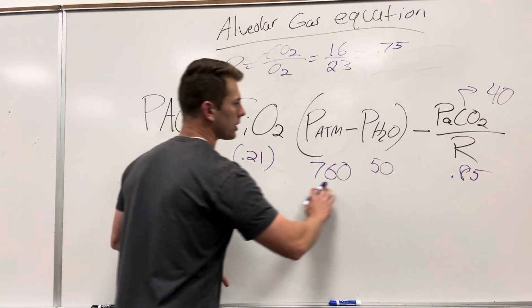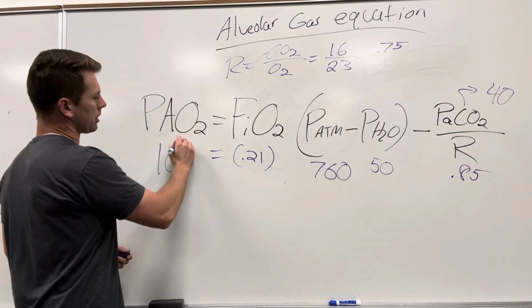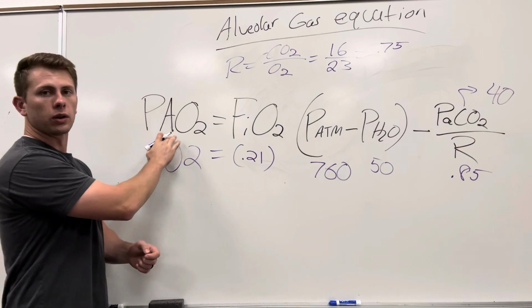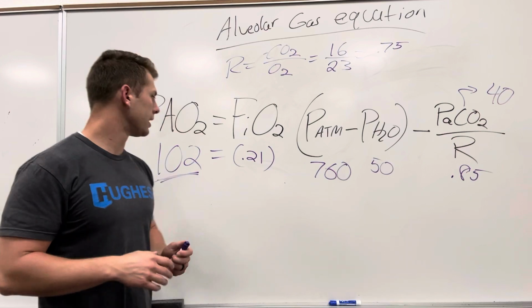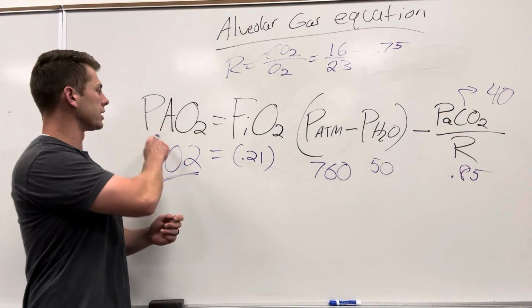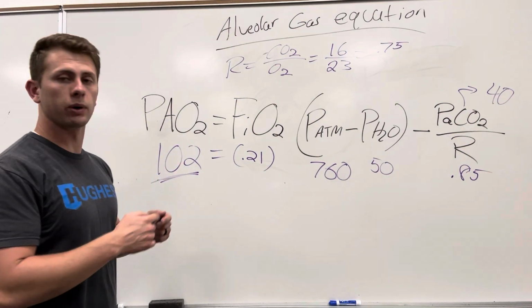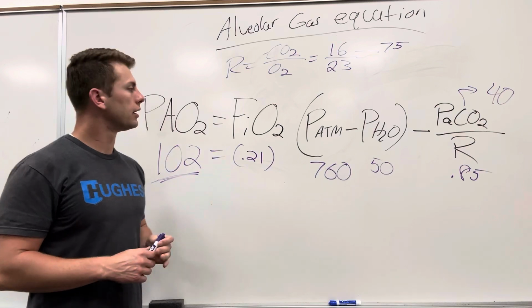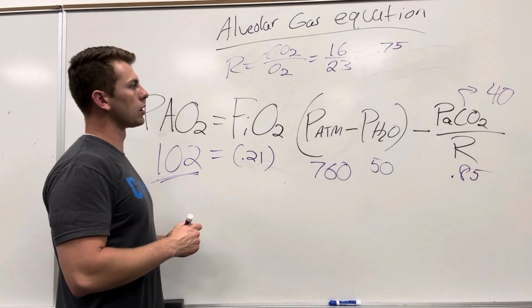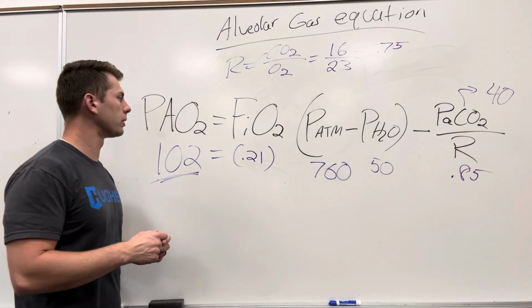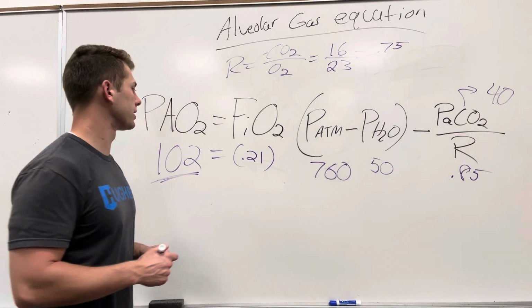So if we do this equation, I'm not going to do it, but it comes out to be 102. So our pressure in the alveolus of oxygen should be 102. The reason this is important clinically is because if we have a patient and we measure this PAO2 and it's not 102, it's greater than or less than what we would expect, then something is not right. And before we can figure out what is going on, we've got to give him oxygen, because his tissues will start to die and he'll eventually die.